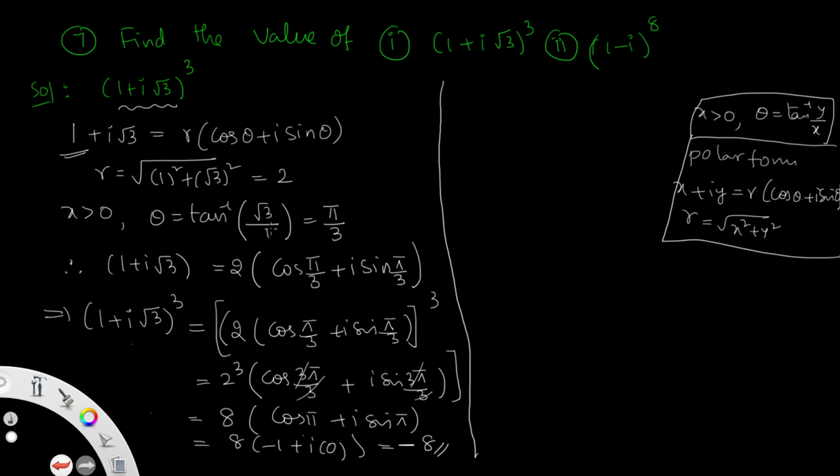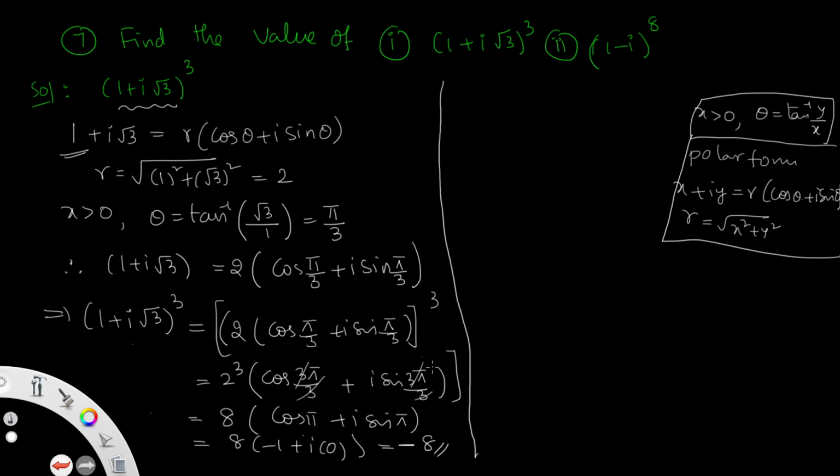Tan inverse of y by x means here x plus iy, that is root 3 by 1, that is tan inverse of root 3, nothing but pi by 3. Therefore, the modulus form of the complex number is 2 into r into cos theta plus i sin theta. But the power is raised to 3, that's why the power goes to the whole cube: 2 cube into cos 3 pi by 3 plus i sin 3 pi by 3.